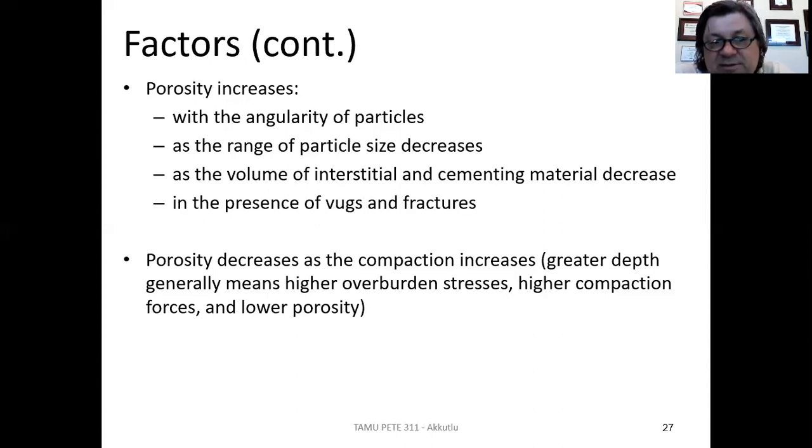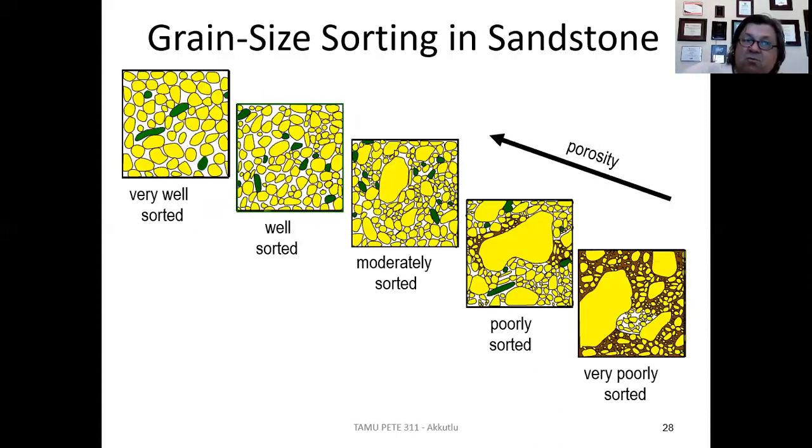Note that again, porosity decreases as the compaction increases. So the greater the depth generally means higher overburden stresses, higher compaction forces, and a lower porosity.